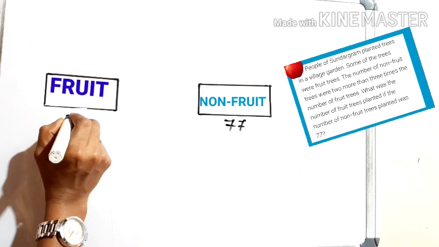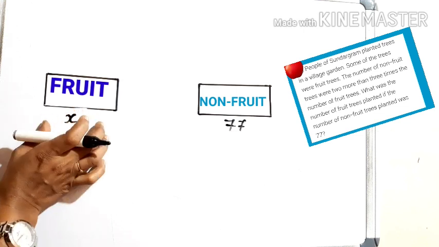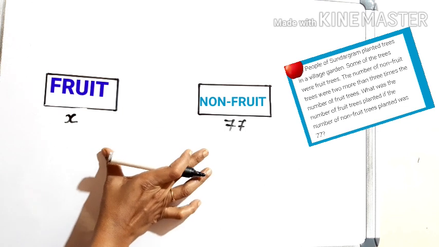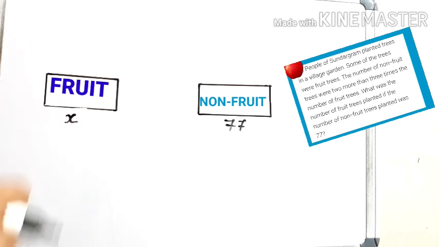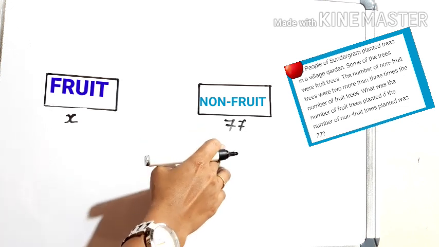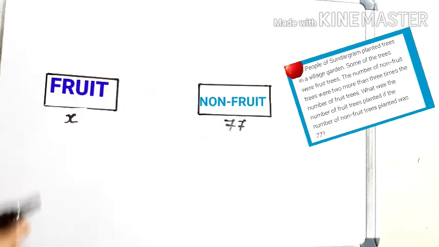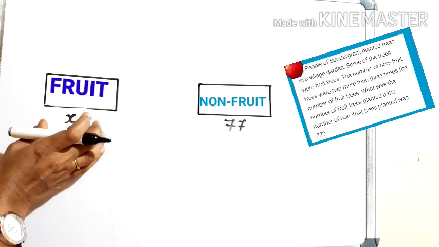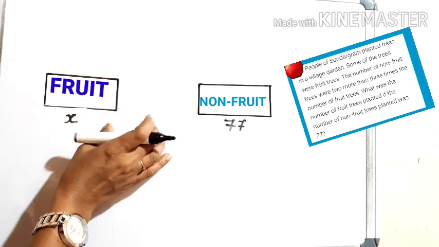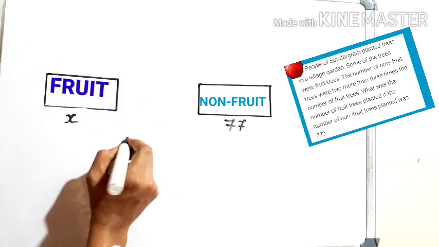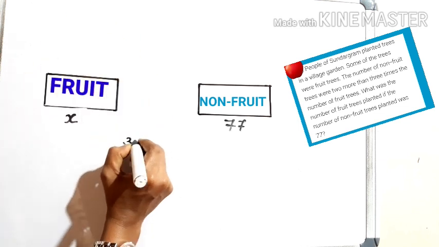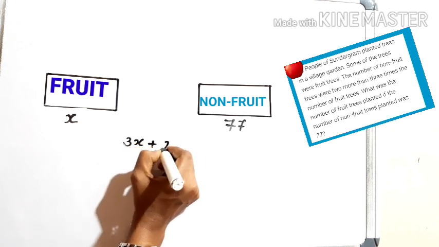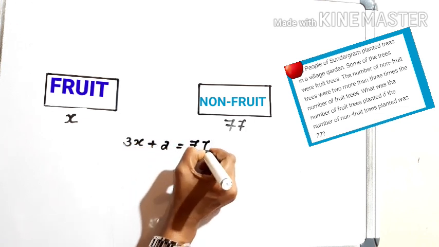We have to find the number of fruit trees. Let it be x. To get the value of x, we have to form an equation. To form that equation, one hint is already given in the question. Listen carefully. The number of non-fruit trees were 2 more than 3 times the number of fruit trees. That means 77 equals 3x plus 2, 3 times x plus 2. Okay. So, our equation is 3x plus 2 equals 77.